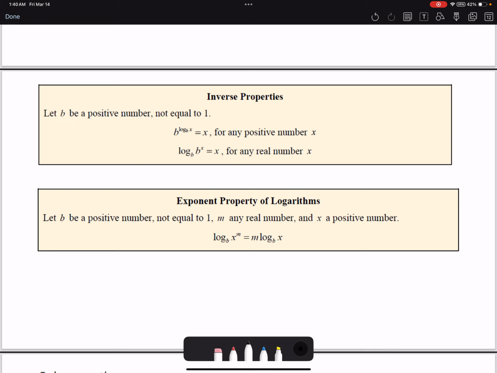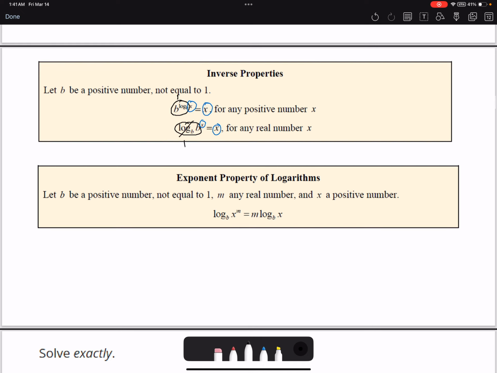Next, these are some properties of logs. Here you have b to the log base b of x, and those just simplify, so you're left with x equals x. Or you could have log base b of b to the x, and they just cancel, so you're just left with x. That's one property you'll need to remember.